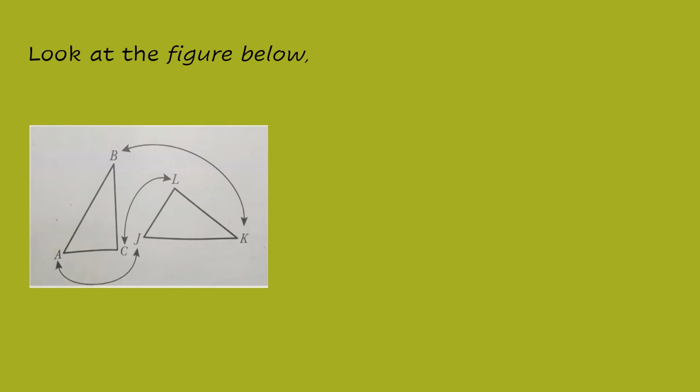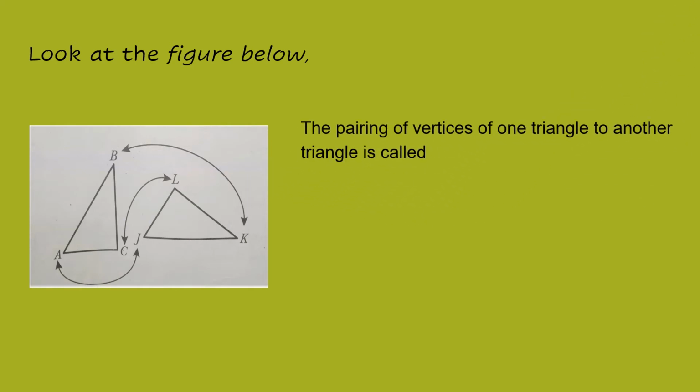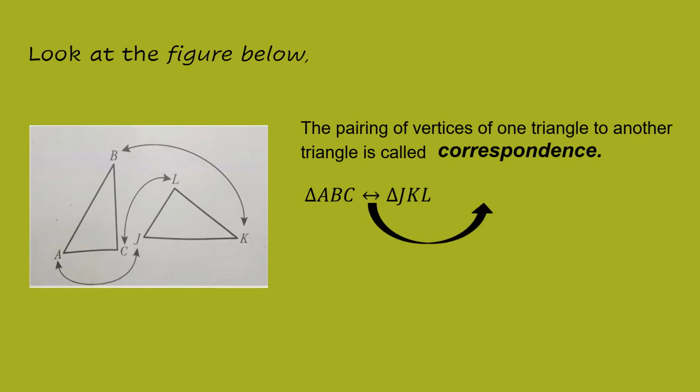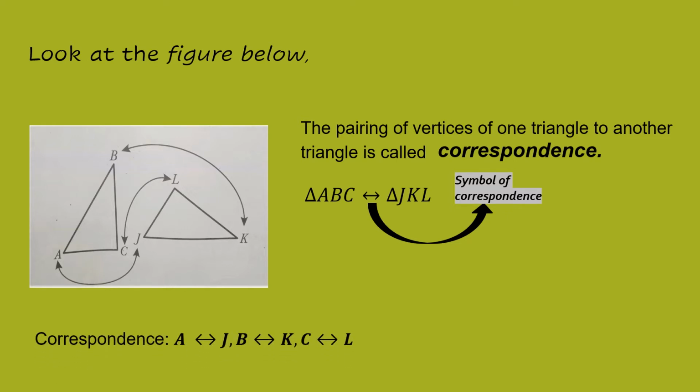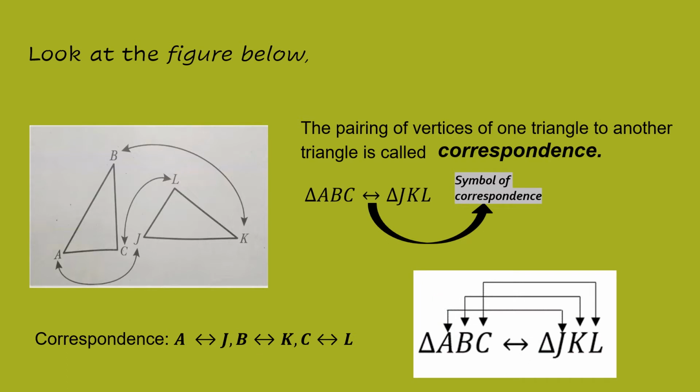Look at the figures below. The pairing of vertices of one triangle to another triangle is called correspondence. Triangle ABC corresponds to triangle JKL. This symbol is called correspondence. What are the corresponding parts? So we have A corresponds to J, B corresponds to K, C corresponds to L, as shown in the right.